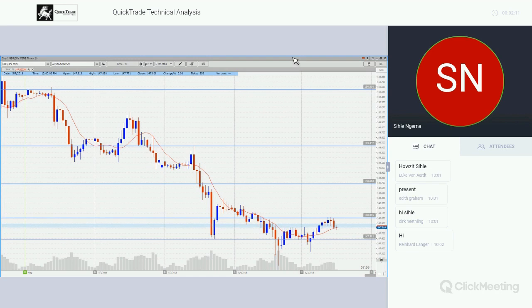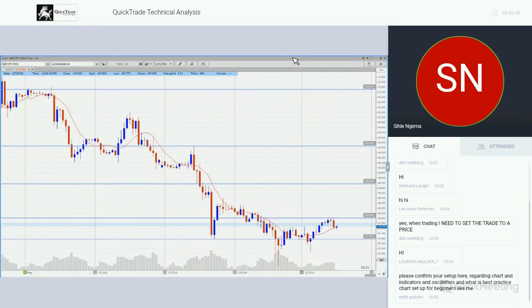Okay, I can see that the guys are busy typing some stuff there. I will wait for them to finish typing, then we'll start. Okay, let me see. Derek is saying that yes, when trading, I need to set the trade to a price. Could you please explain that to me? I mean, Derek, what does that mean? Setting the trade to a price.